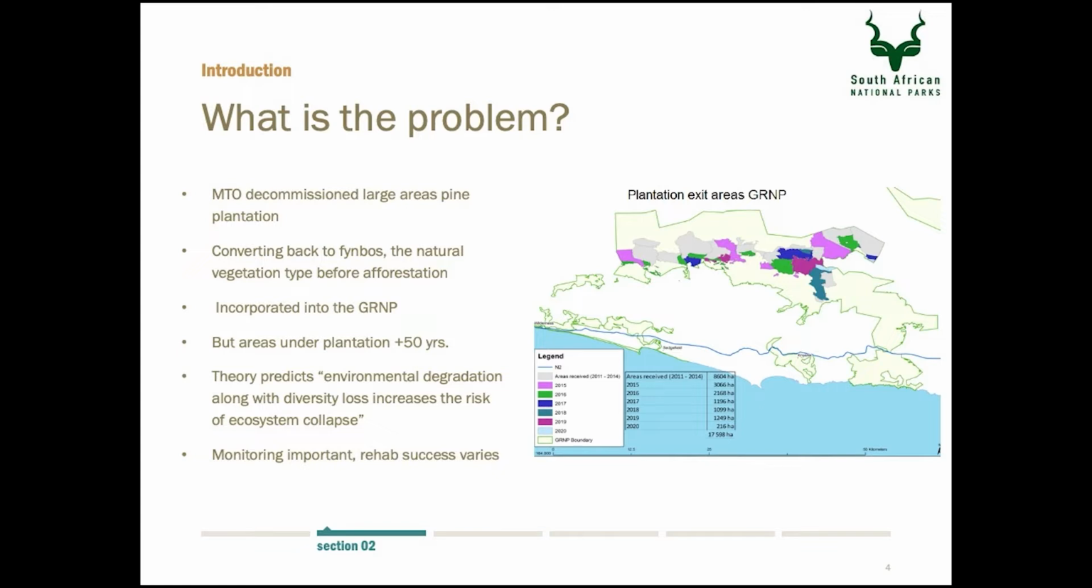I was monitoring areas that had been under pine plantation, and these areas were decommissioned by MTO, rehabilitated and incorporated into the Garden Route. And they were converting back to fynbos, which was the vegetation prior to afforestation. But these areas had been under 50 plus years of plantation, so they've experienced degradation, lots of change, and theory predicts that environmental degradation along with diversity loss increases risk of ecosystem collapse.